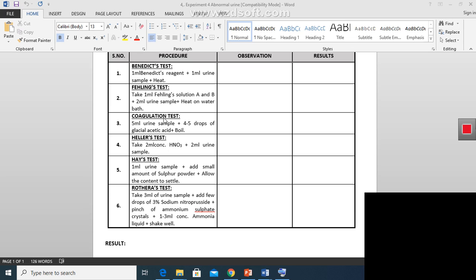तो हम coagulation टेस्ट में लेंगे 5 ml यूरिन सैंपल और उसमें ऐड करेंगे 4 to 5 ड्रॉप्स ऑफ ग्लेशियल एसिटिक एसिड एंड देन उसको बॉयल करेंगे.